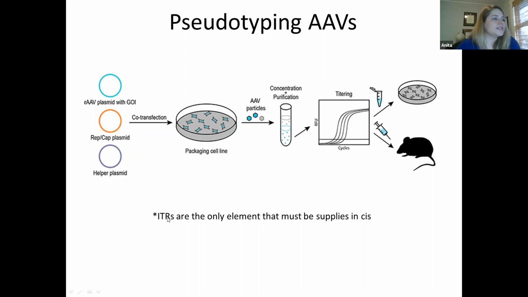And as I mentioned, the ITR is the only element that has to be supplied in cis. And why is that? Well, once you get your virus, you don't want it to replicate. So in fact, you don't need those other things. You don't need more capsid because it's not exiting the cell. You only need it to enter the cell. So as long as it's packaged in the particle with its appropriate capsid, you don't need it to actually be expressed. You just need your gene of interest. So basically you're using it to enter the cell, deposit the payload, and that's all you want it to do. You want it to do absolutely nothing else.